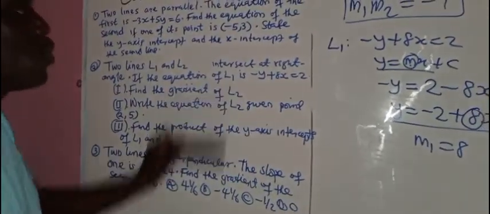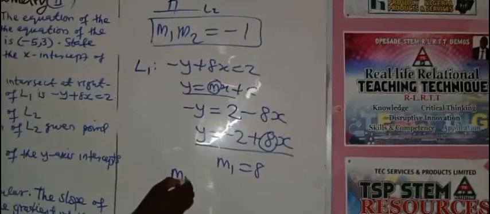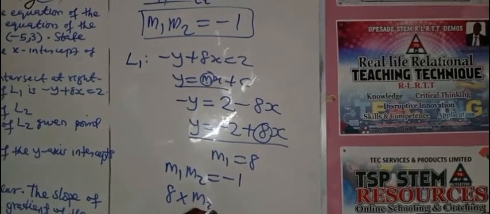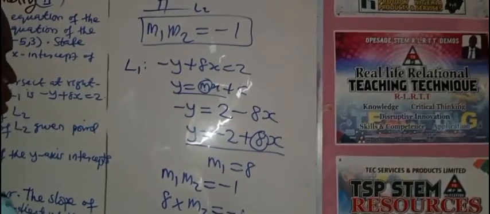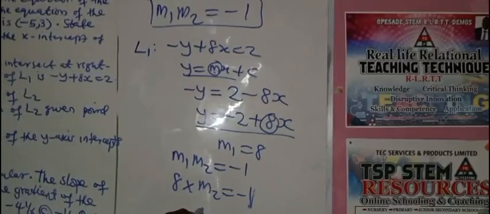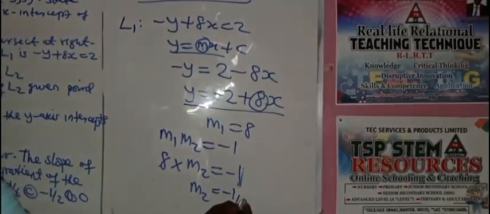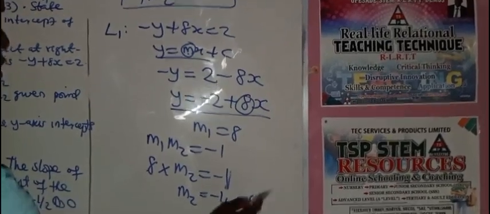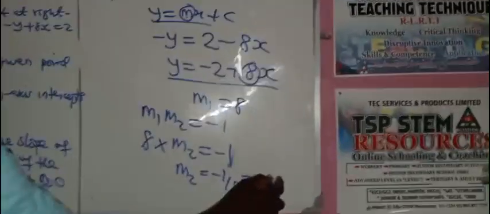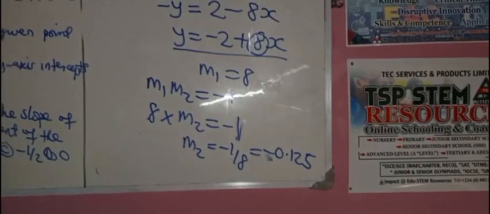The gradient of L2. Since you know that m1 times m2 is equal to minus 1, and m1 is 8 times m2 is equal to minus 1, you can get the gradient of the second one, m2, by dividing both sides by 8. That will be minus 1 over 8, which is minus 0.125. If you divide this, that is the gradient for the second one.